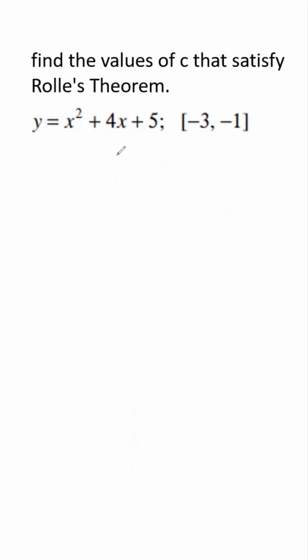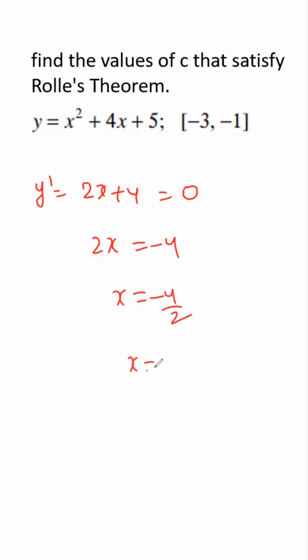Now let's see, y prime would be 2x plus 4. So according to Rolle's theorem, there must be a point where it is 0. So 2x equals -2, x equals -2. And we know that -2 lies between -1 and -3.